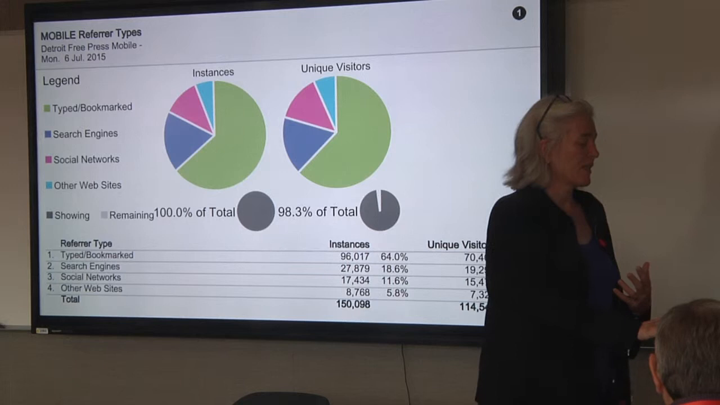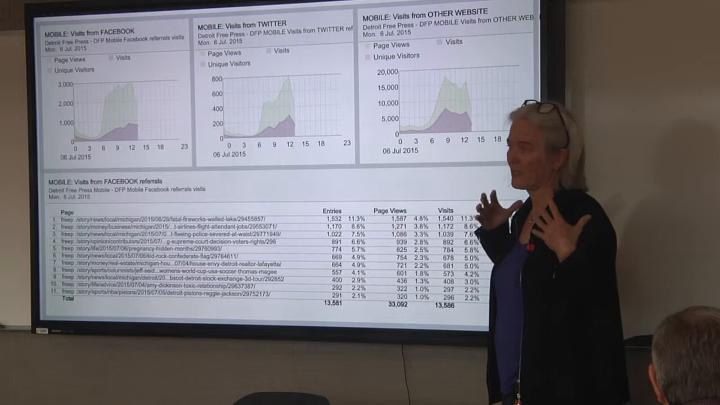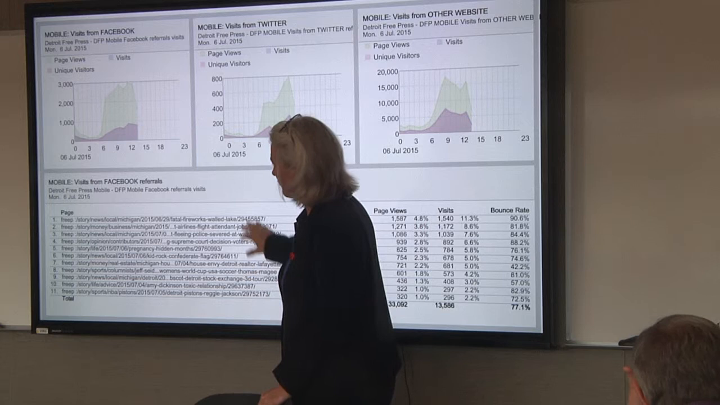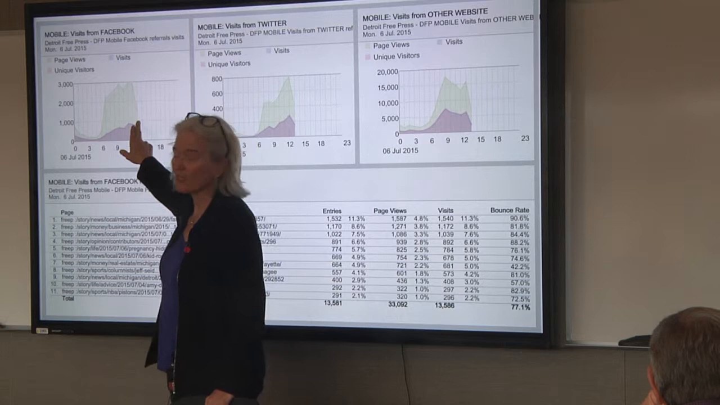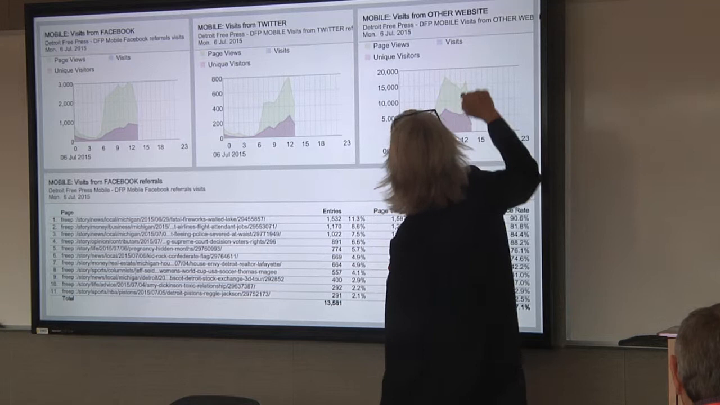In Omniture or in Adobe Analytics, you can actually track the entries for your stories. This is showing the mobile visits from Facebook on this particular day, and we can graph it. This is what the visits look like from Facebook to mobile on this day and how they're doing. This is what they look like from Twitter. This is what they look like from other websites. So we can do some of that same graphing, but all of that information is there.